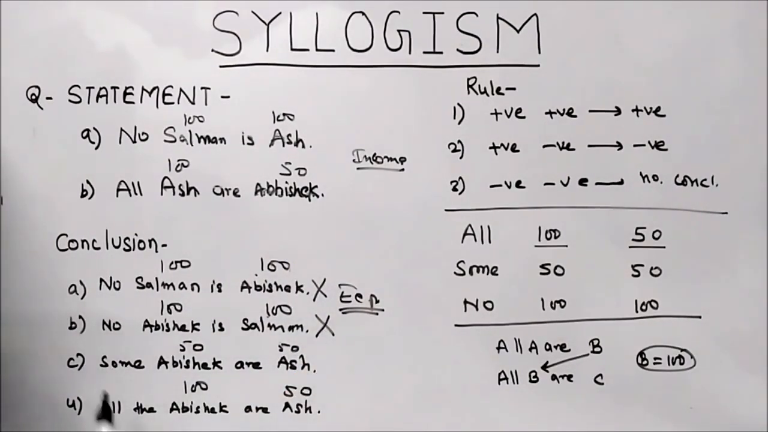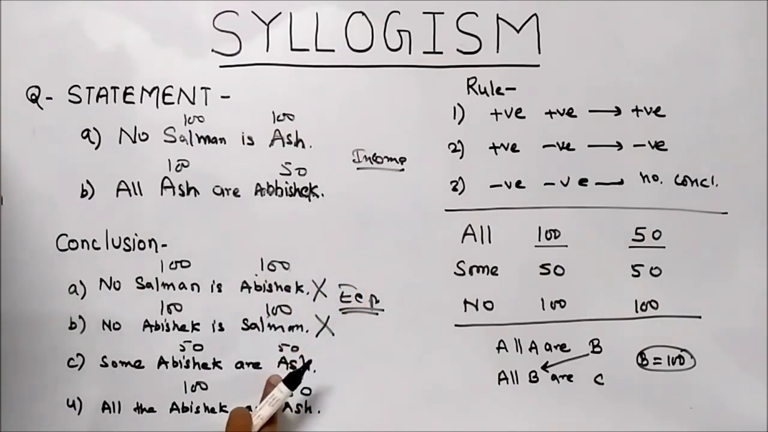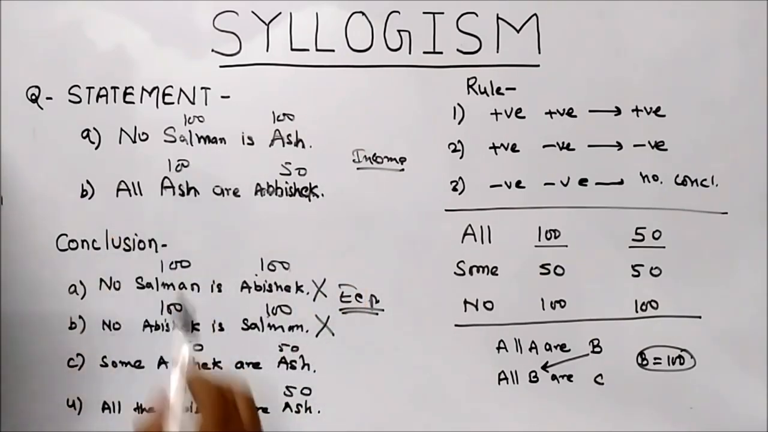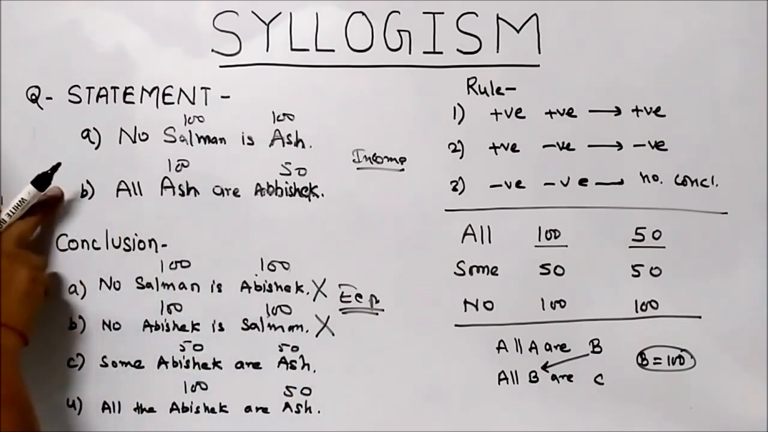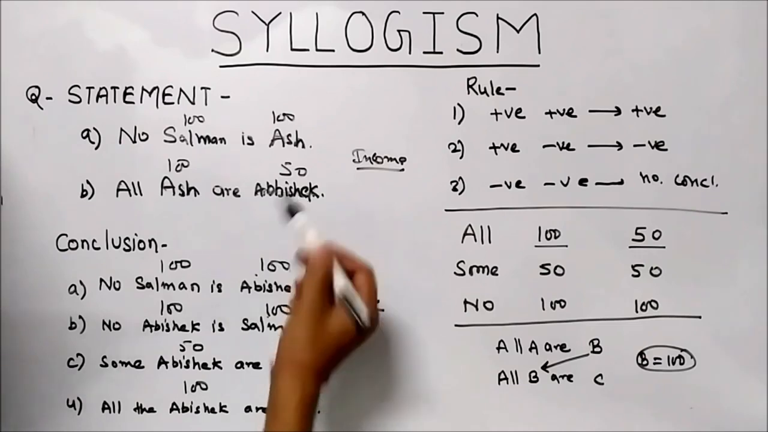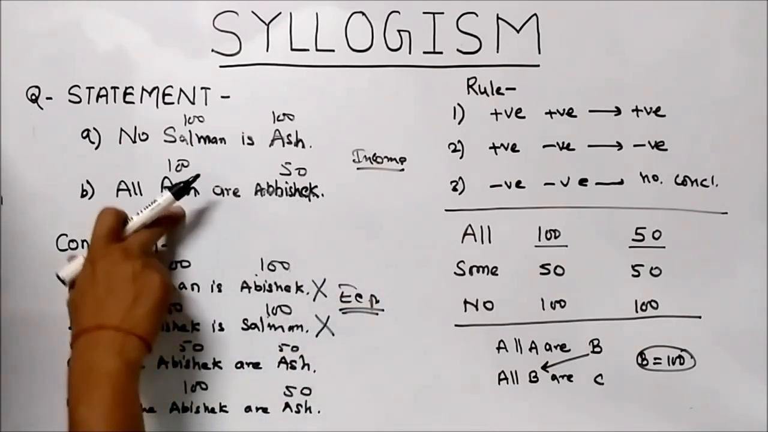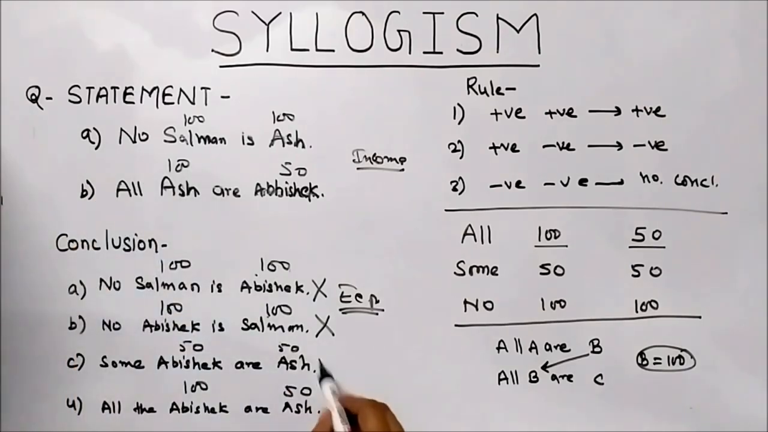Now check the third statement. Some Abhishek are Ash. The element Abhishek is present in the second statement, and the element Ash is present in the second statement. So we check only the second statement for this conclusion. Here Abhishek is 50. Here Abhishek is 50. Here Ash is 50. Here Ash is 100. Income is greater than expenditure. So this conclusion is true.